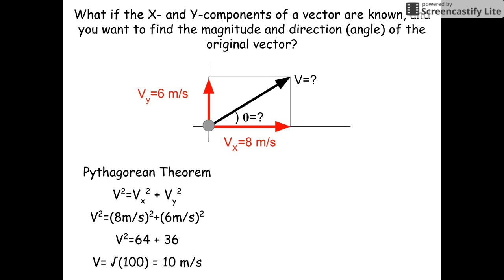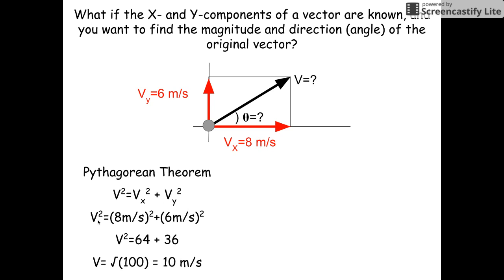So let's talk about the magnitude piece. The Pythagorean theorem is a very famous theorem in mathematics. It says that a squared plus b squared is equal to c squared. Of course, if you put this in physics terms, we're going to say that v squared is the hypotenuse squared, and that's equal to the sum of the squares of the two component vectors, so vx squared plus vy squared.